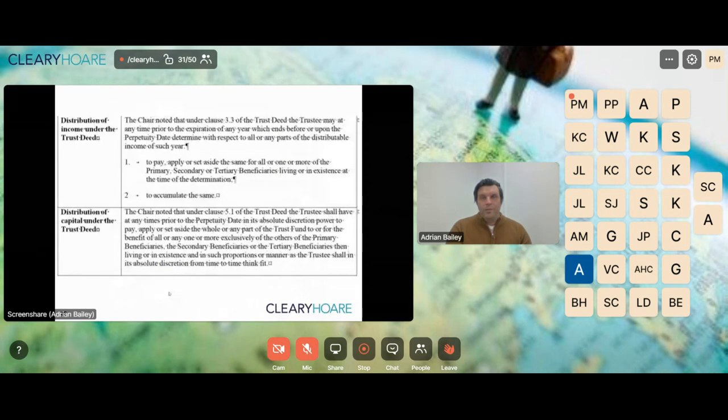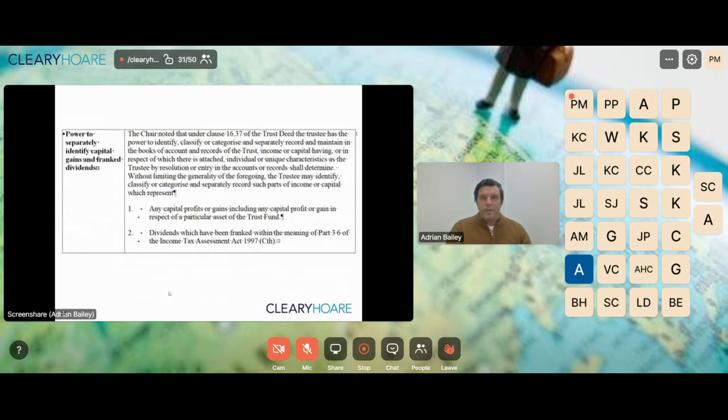We would then make a distribution of, or decide to make a distribution of, income. In order for that to occur, the first step would be to make a determination that we're going to distribute. We're pointing out our powers to distribute income and our powers to distribute capital under the resolution. So we're referencing those powers and saying we have a power to distribute income under this clause and a power to distribute capital under this clause. We're pointing out our power to separately categorise.